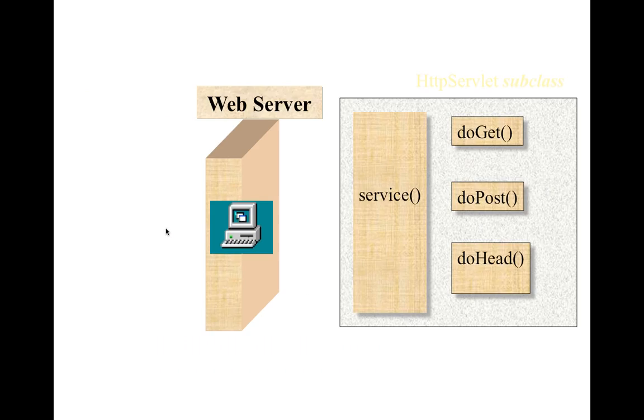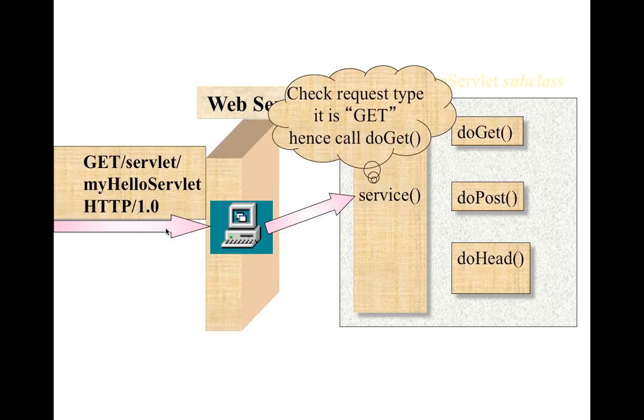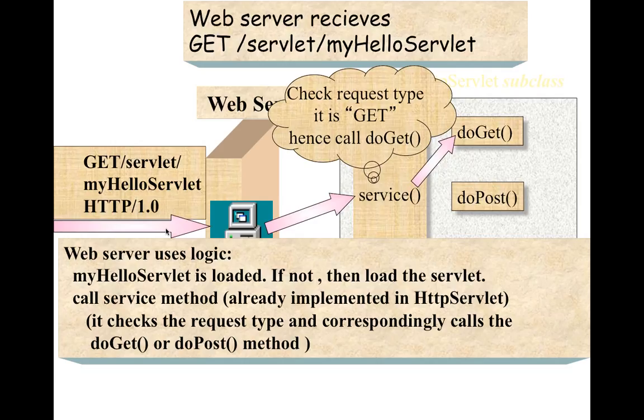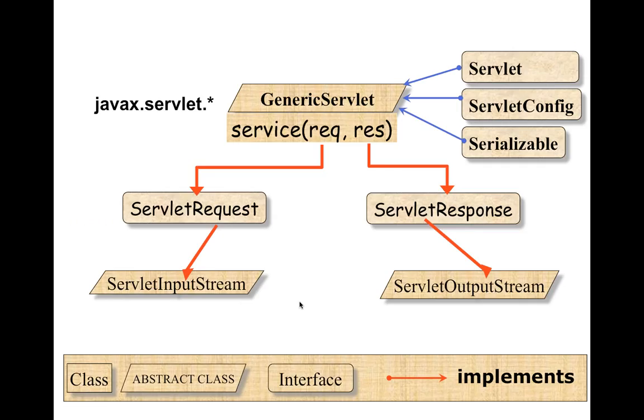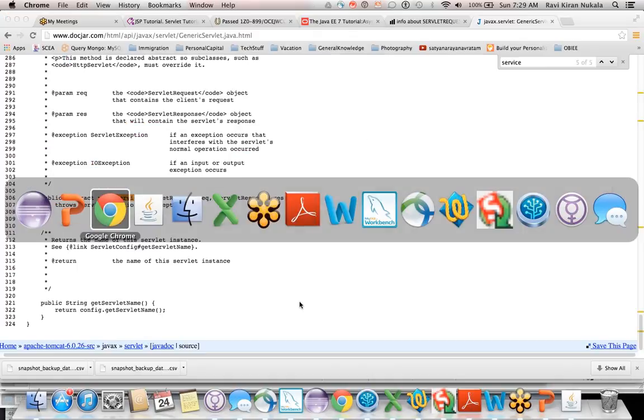Okay. So the HTTP servlet subclass has these methods. If the request type is get, hence call doGet. If not, then load it. Okay. So these are the various classes and interfaces we're going to talk about in a bit, but I want to tell you guys the difference between doGet and doPost before that.